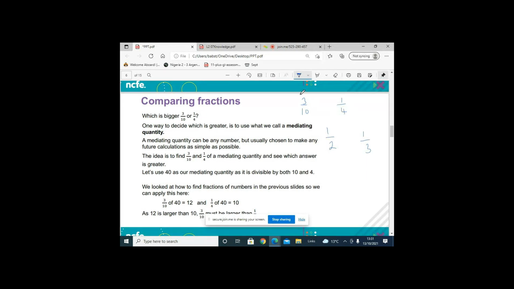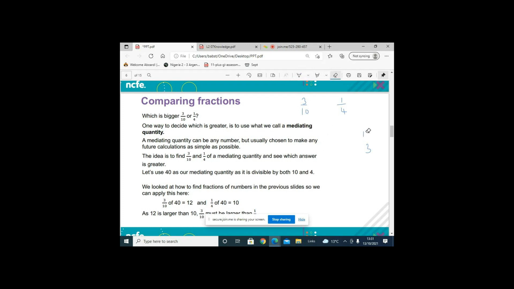So this one is going to be bigger, but I want us to do this one. What about this one? Which one is bigger between 1/2 and 1/3? 1/2. Yeah, it's actually bigger, because 1/2 is 50%, isn't it? And 1/3 is like 30%. You get it?